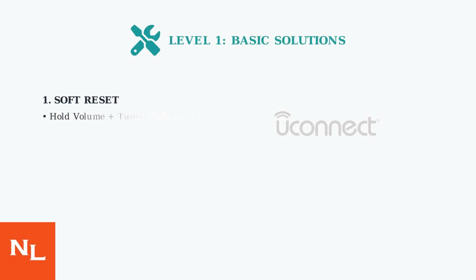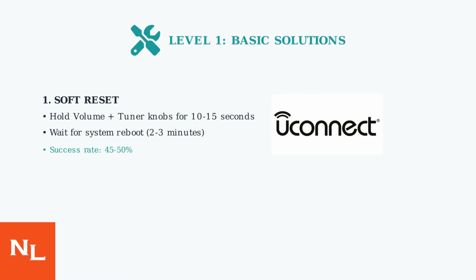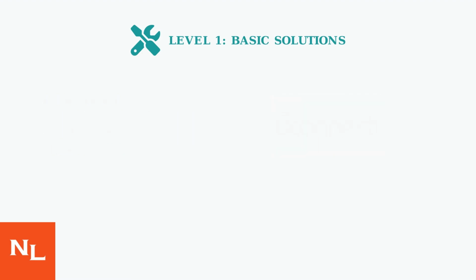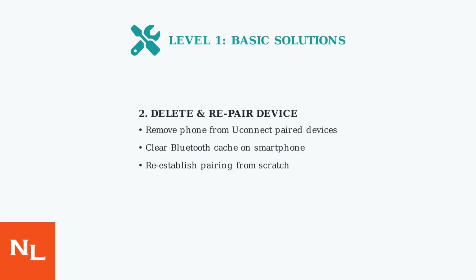Level 1, Basic Solutions. Start with a soft reset by holding the volume and tuner knobs simultaneously for 10 to 15 seconds. This simple step resolves about 45 to 50% of connectivity issues. If the soft reset doesn't work, try deleting and repairing your device. Remove the phone from Uconnect's paired devices list, clear your phone's Bluetooth cache, then establish a fresh pairing connection.